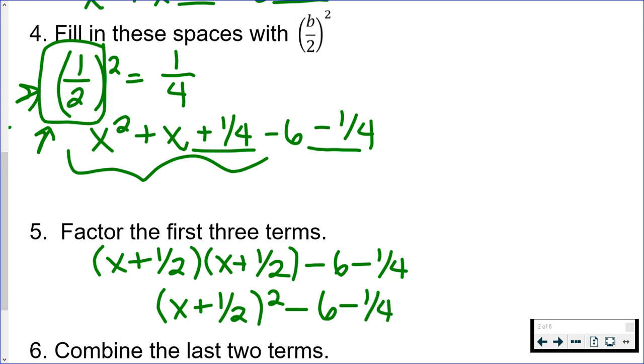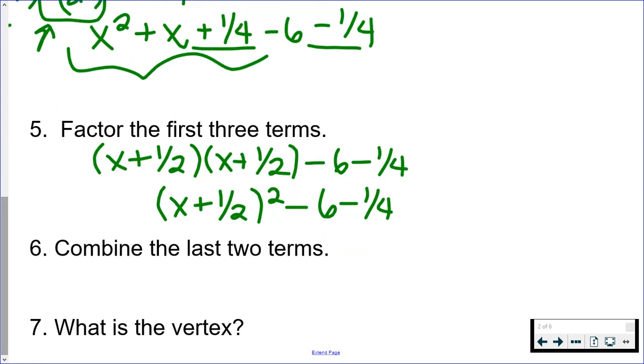So we're almost there. The last thing I need to do is just combine those last two numbers and I'm done. Now I have a whole number minus a fraction. So I'm going to put the whole number over 1 and then make a common denominator by multiplying the top and the bottom by 4. So -6 became -24 over 4. Subtract 1 over 4 and you would get -25 over 4, and now we have vertex form.